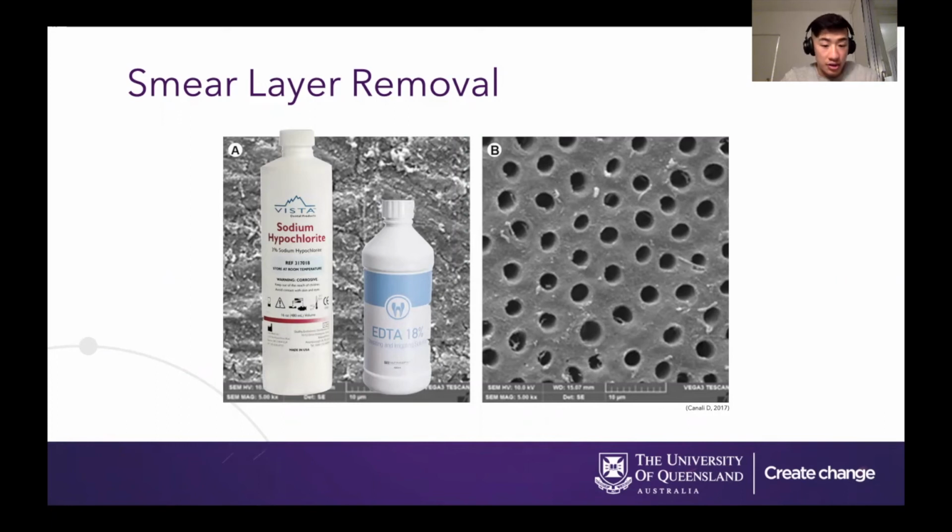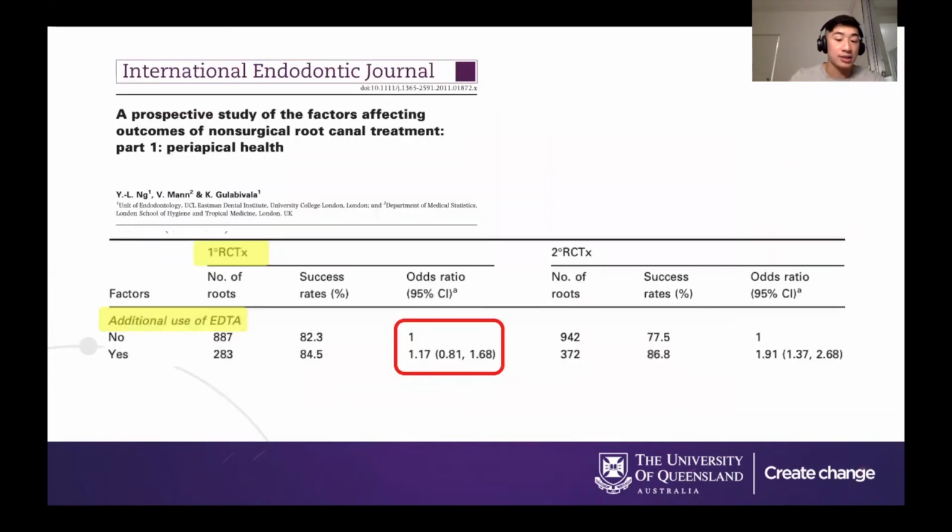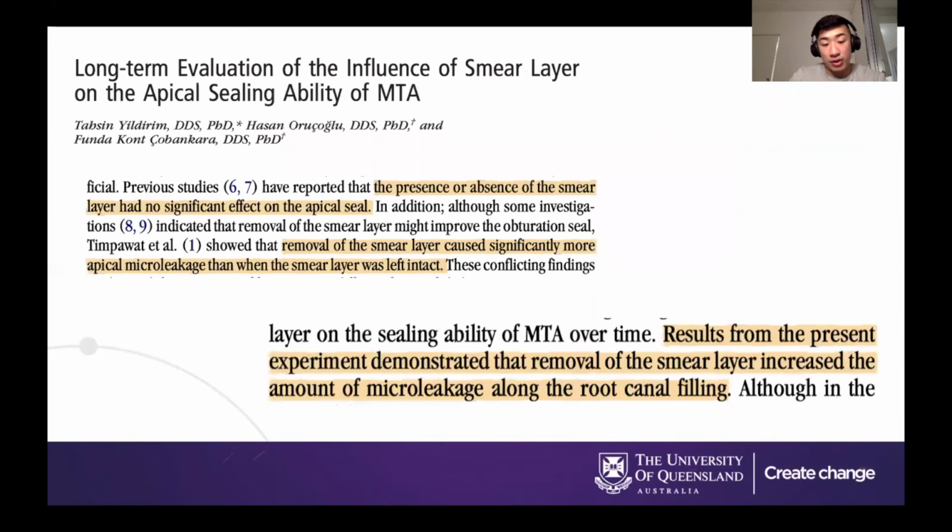And the current school of thought seems to suggest that the removal of this smear layer supports sealer penetration, improves seal, and reduces marginal leakage. However, there's actually no study that supports its clinical efficacy, and in fact, a 2011 meta-analysis study showed that EDTA had no significant improvement in the success of primary endodontic treatment. Other studies have also shown that the removal of smear layer only led to an increase in microleakage when MTA was used. So, should we continue to use EDTA, or should we continue to remove the smear layer?